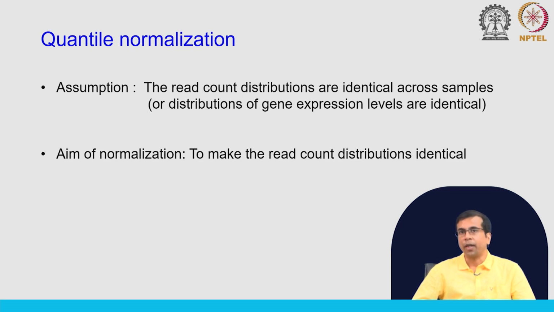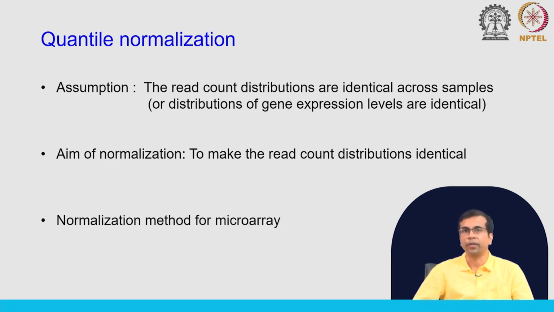When you assume that, the aim of normalization becomes that we want to make these read count distributions identical. If we assume they should be identical, but in reality they are not, we would have to do some sort of transformation so that these distributions become identical. That becomes the aim of this normalization method, and this is a normalization method that was employed for microarray, and it has also been adapted for RNA-seq data.